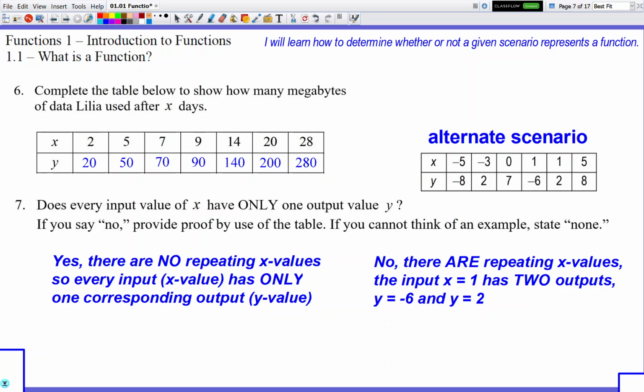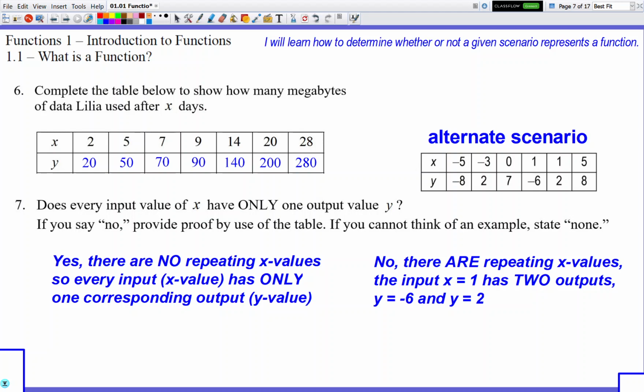Wording the question this way, does every input value of x have only one output value? That's pretty much saying, is this a function, yes or no? This would be a no, because there are two x values equal to 1, one with y equals -6 and one with y equals 2. That's doing what this question is saying not to do, which is one x value, one y value.